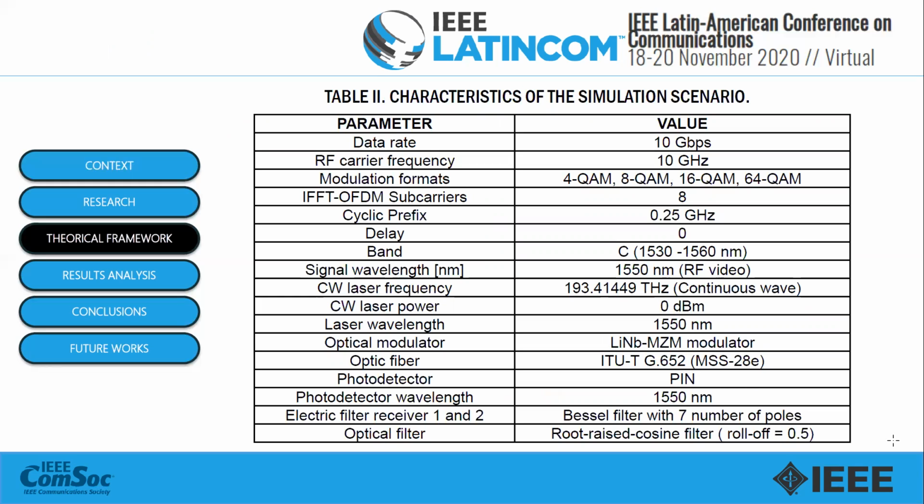proposed research. In table 2, we have the characteristics of the simulation scenario that we used. So the parameter and the value. The data rate used was 10 gigabit per second. The RF carrier frequency was 10 gigahertz. Modulation formats used were 4 QAM, 8 QAM, 16 QAM, and 64 QAM. The inverse fast Fourier transform subcarriers were 8. We used 8 subcarriers.